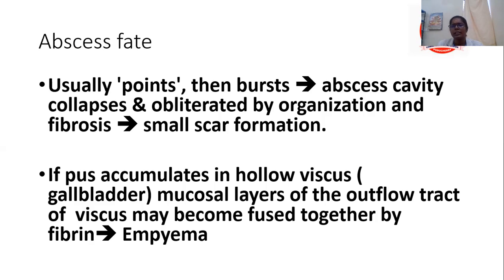And if this is happening in a hollow viscus, for example the gallbladder, the pus will tend to accumulate inside the viscus, and the mucosal layers in the outflow tract of the gallbladder will be fused together by fibrin. So there is no outflow of the abscess pus which is formed inside the hollow viscus. It will tend to collect there and lead to empyema formation of that particular organ, right? That is the fate of the abscess formation.